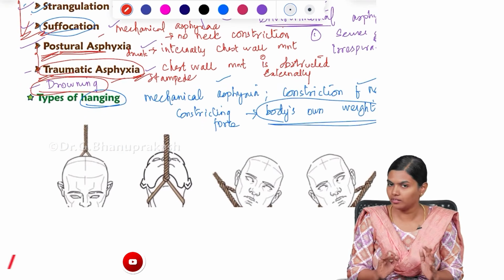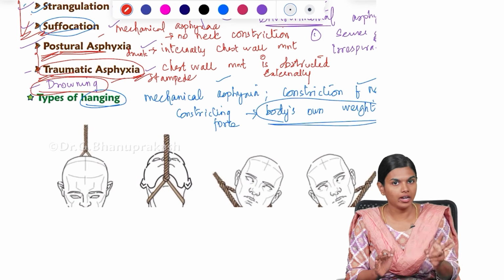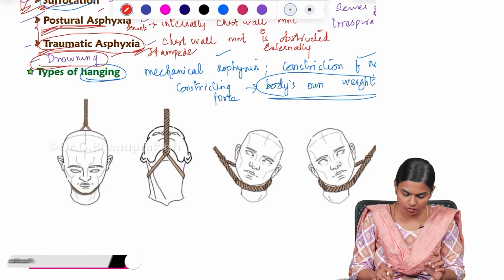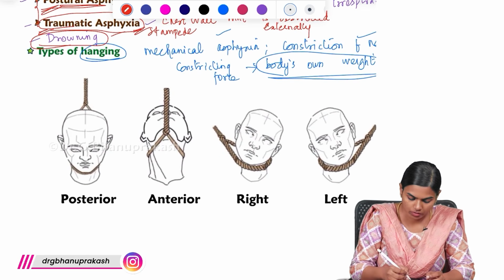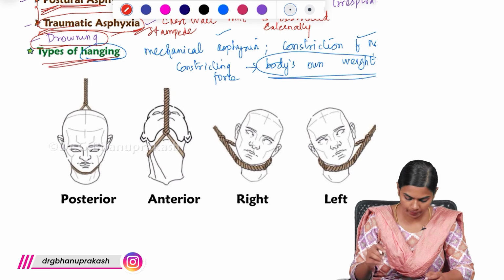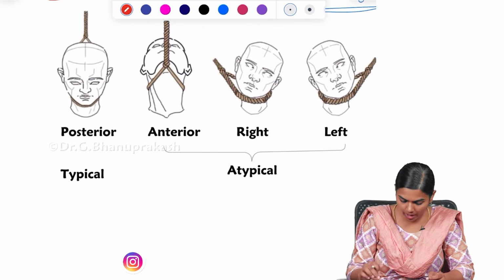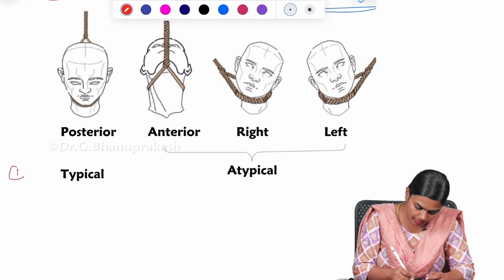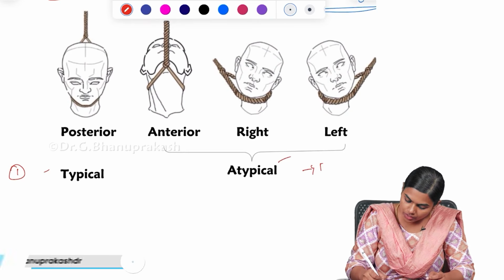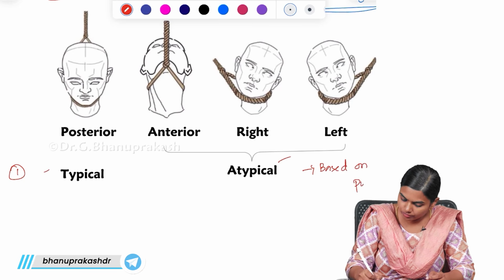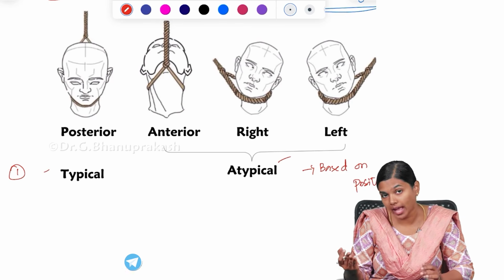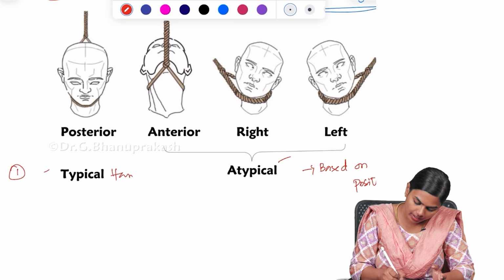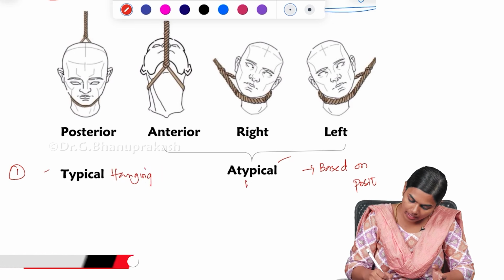So now we are done with the definition and types of mechanical asphyxia. We are going to see about the types of each and every asphyxia. So first you have the types of hanging. You have two types. One is typical and atypical, which is based on the knot position. Based on the position of the knot, you classify hanging into typical hanging and atypical hanging.